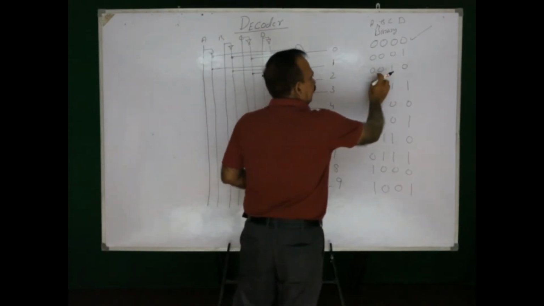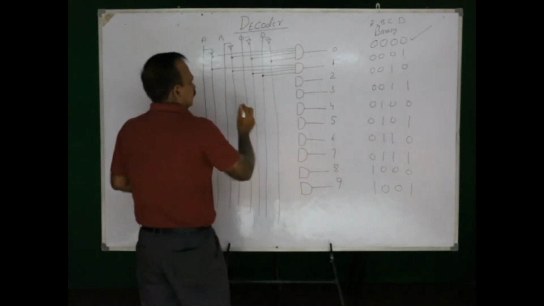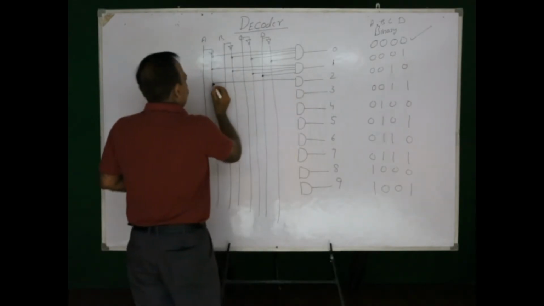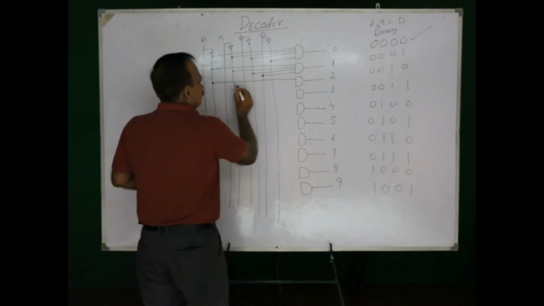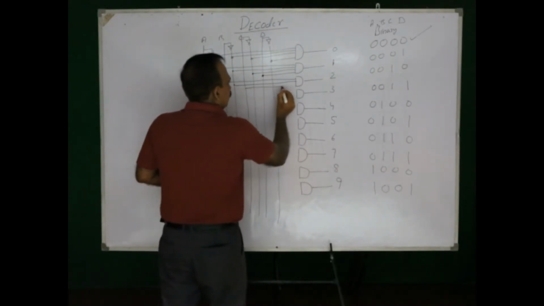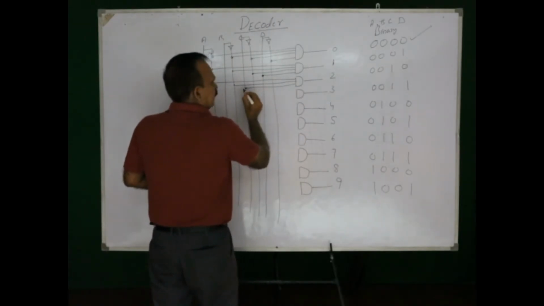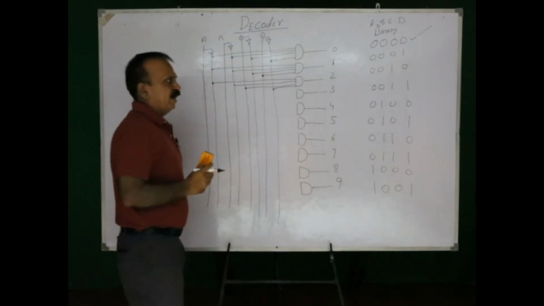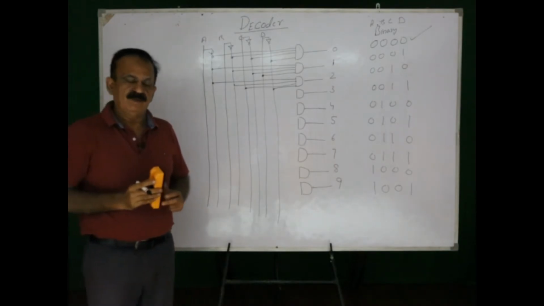What about 2? This is A bar, B bar, C and D bar. This is A bar, the next is B bar, the next one is C, and the last one is D bar. Yes, this is A bar, B bar, C, D bar.